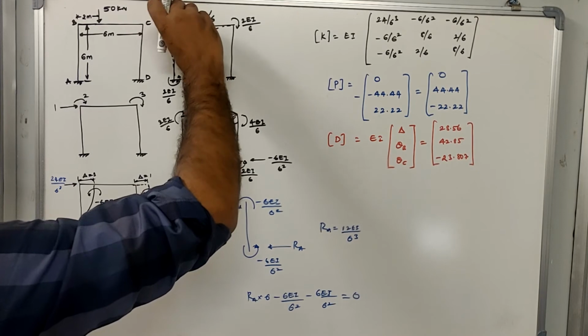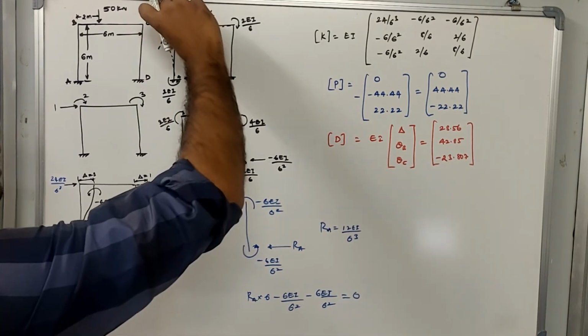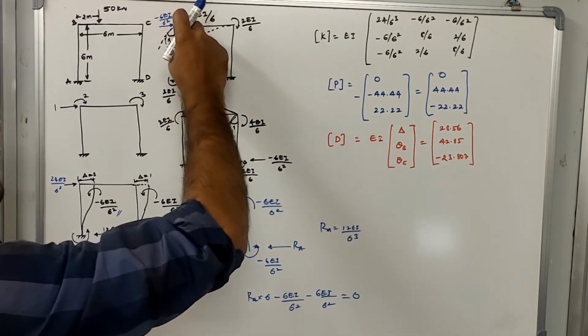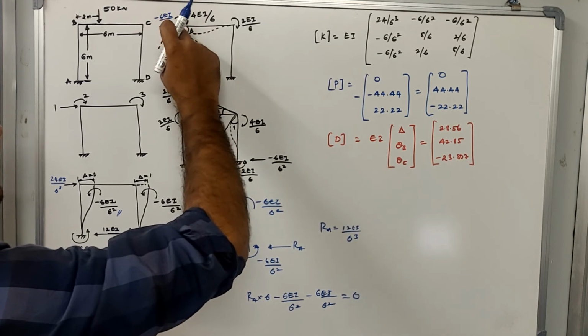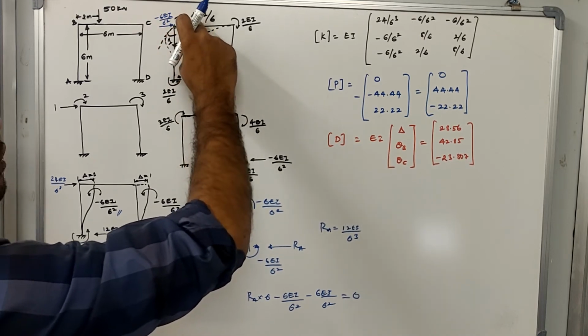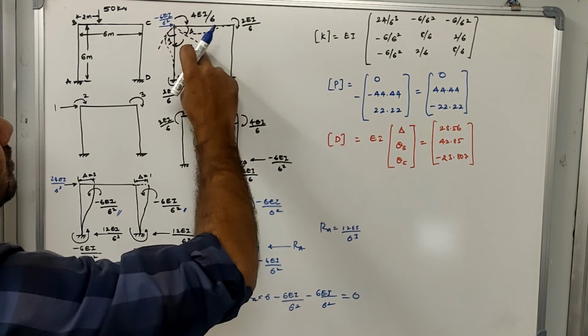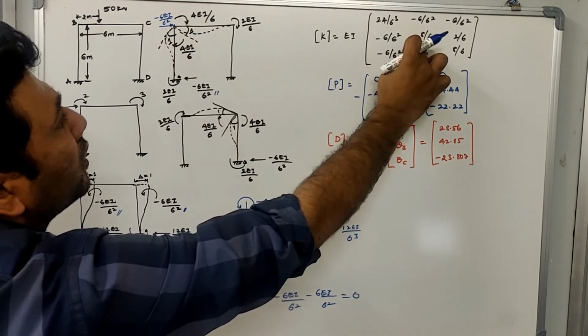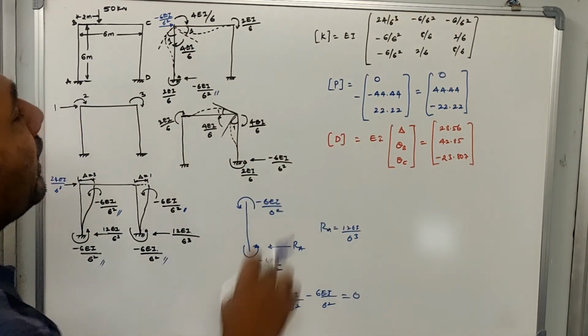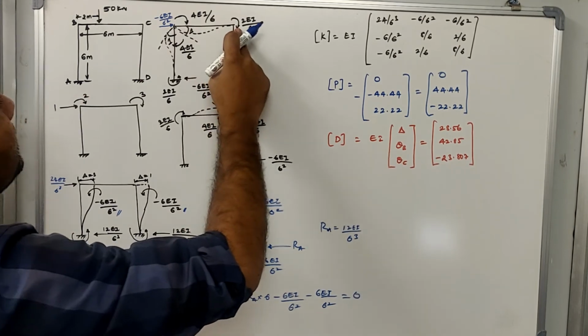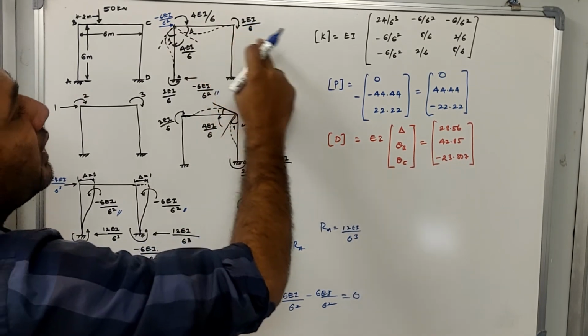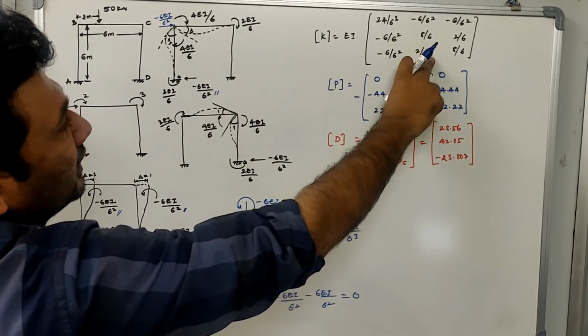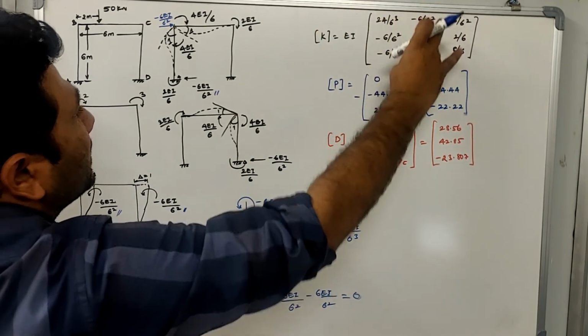Now how much is the moment that is generated at the second coordinate? The moment generated is equal to 4 EI by 6 plus 4 EI by 6, which will be equal to 8 EI by 6. Similarly, at the far end, which is CB, my third coordinate, the moment that is generated is 2 EI by 6. Now this completes the second column.